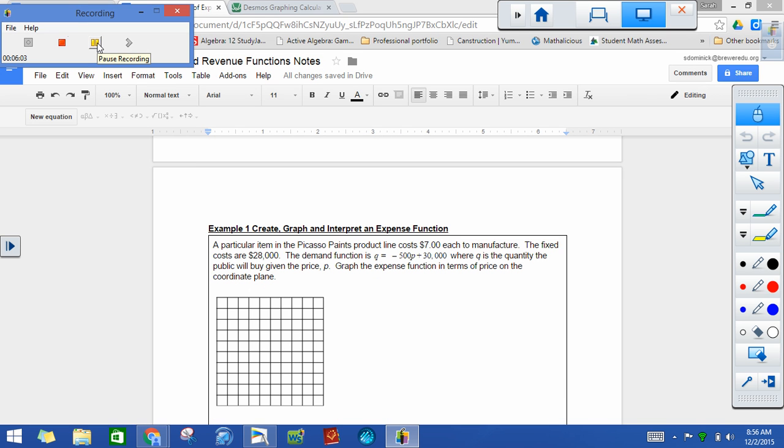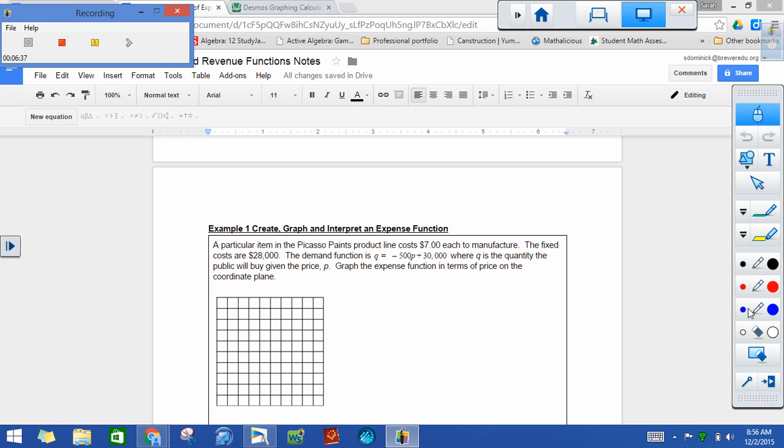Alright, so for your examples, example 1 says, a particular item in the Picasso paints product line costs $7 each to manufacture. The fixed costs are $28,000. The demand function is Q equals negative 500p plus 30,000, where Q is the quantity the public will buy given the price P. Graph the expense function in terms of price on the coordinate plane. The actual graphing, you can have the calculator do. That's not a big deal.